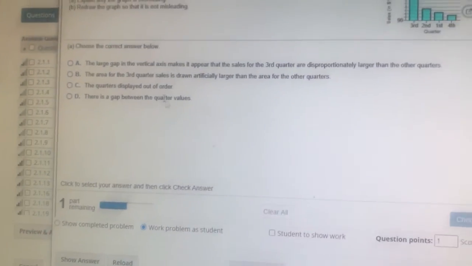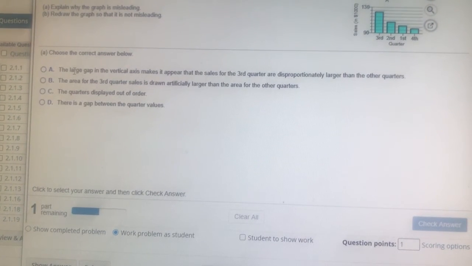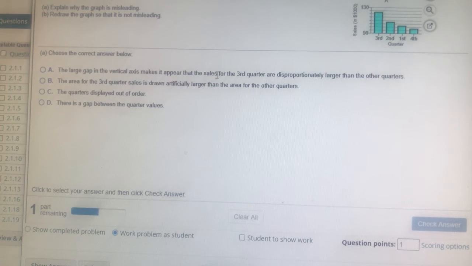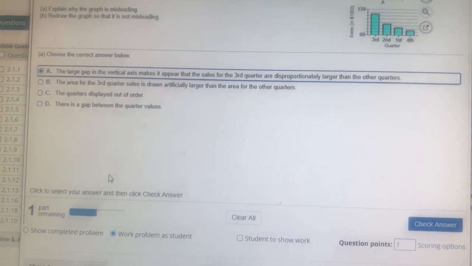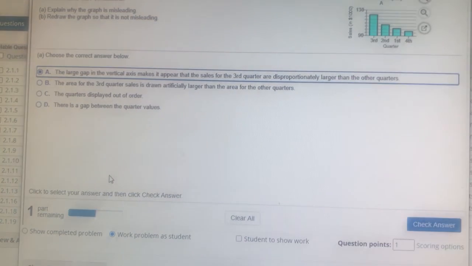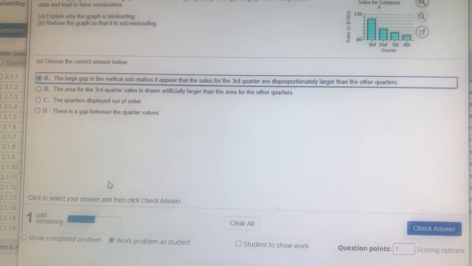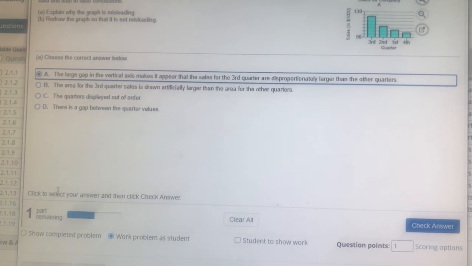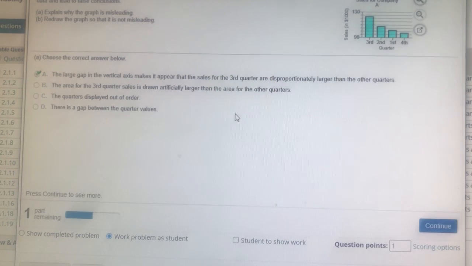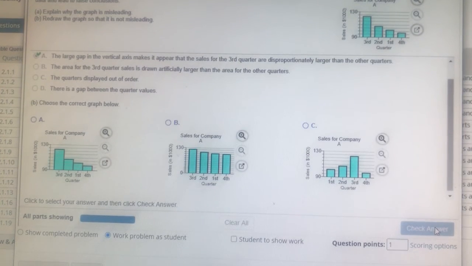Now, we'll get to the real graph in a minute, but let's see what is misleading here according to this. The large gap in the vertical axis makes it appear that the values for the third quarter are disproportionately larger than, that's it right there. See, the gap from 0 to 90, 0 to 90 is not even there. So that gap makes it look like this third quarter is disproportionately larger than the first quarter, the second quarter, and the fourth quarter. So that's my answer there. So we're good. Now, we want to correct it with the graph.